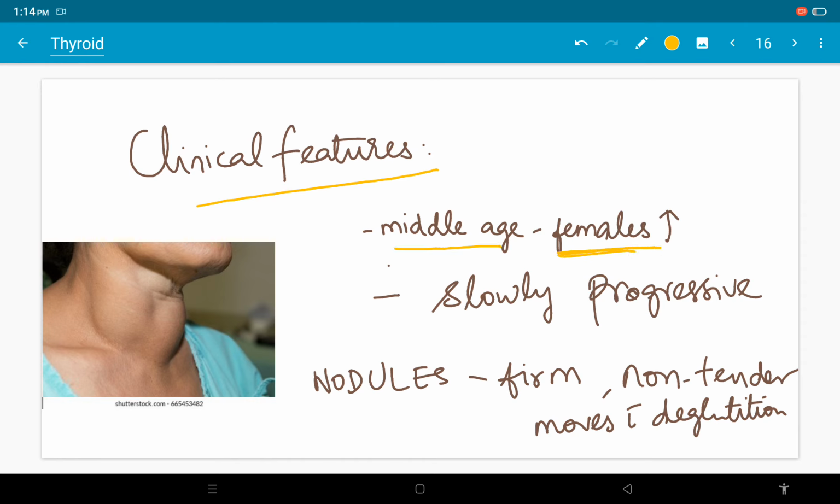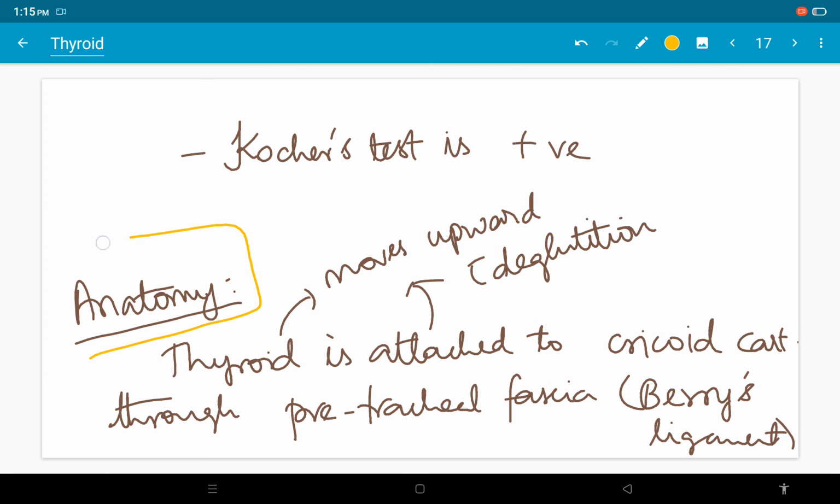thyroid problems, and especially here it is slowly progressive. History may trace back to puberty, as it is a slowly progressive disease. Nodules when palpated are firm, non-tender and move with deglutition. The deglutition part, because you should know the anatomy.